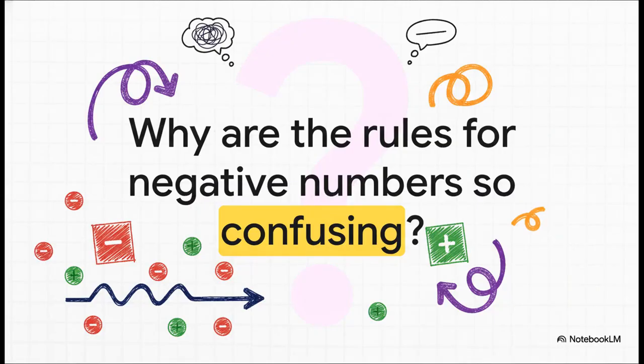First things first, if you've ever felt like the rules for negative numbers are just completely random and impossible to remember, you are definitely not alone. I mean, why on earth does subtracting a negative somehow turn into a positive? It feels so backward, right? But I promise there's a really simple way to think about it that makes it all click.